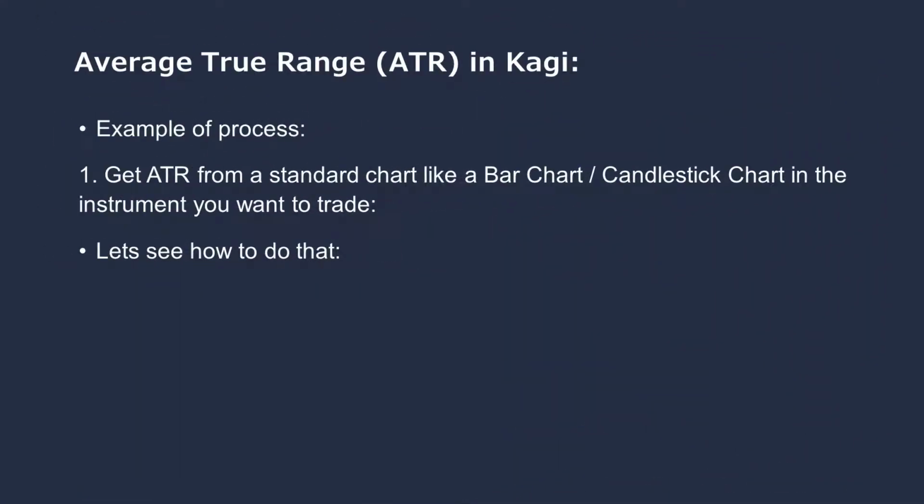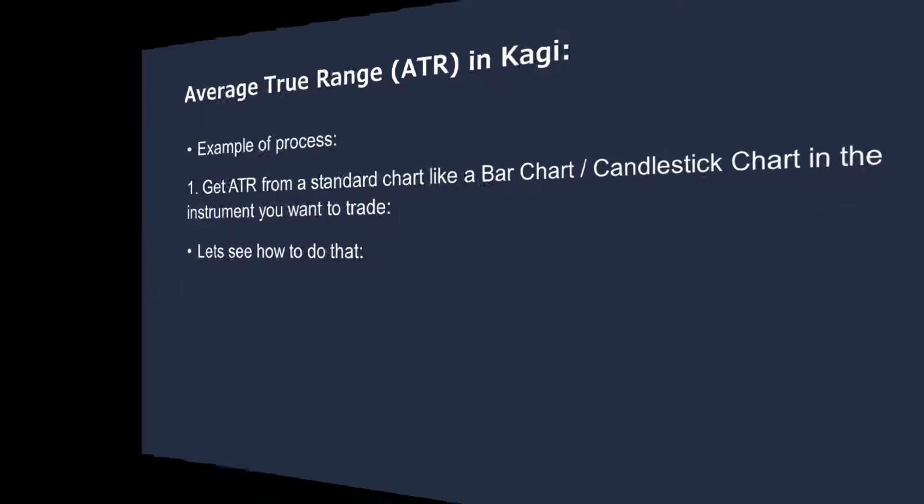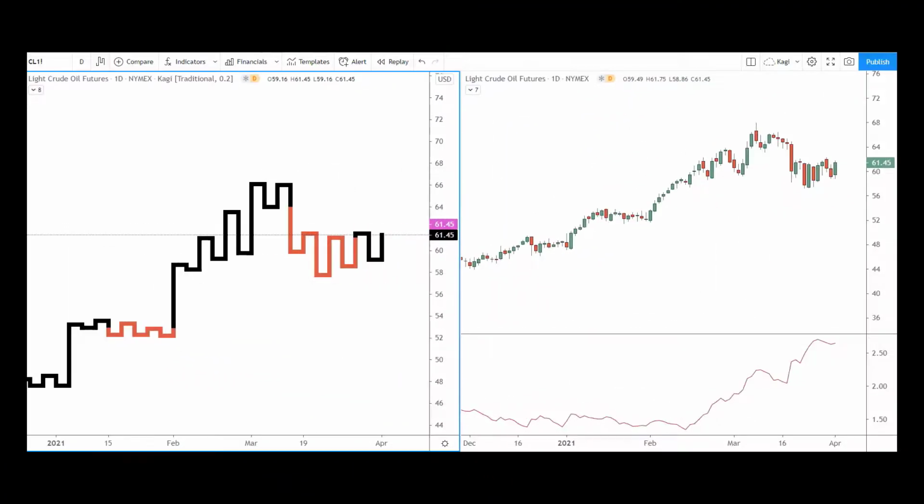So let's go through an example of getting the ATR out of a traditional bar chart or candlestick, and then applying that to the Kagi chart. It's a rather simple approach. So here we're using WTI again. It's on a 1 day setup, and on the right hand side we've got a candlestick chart with the ATR indicator below that, and on the left we've got our Kagi chart, and that's just randomly at the moment set to 0.2.